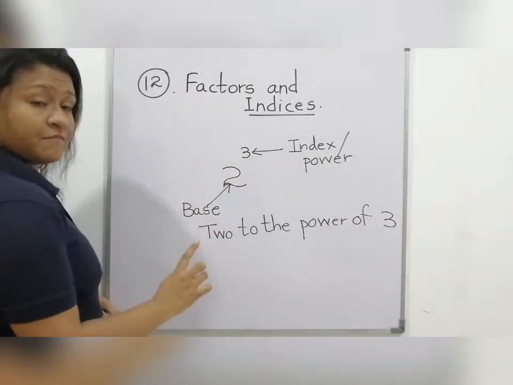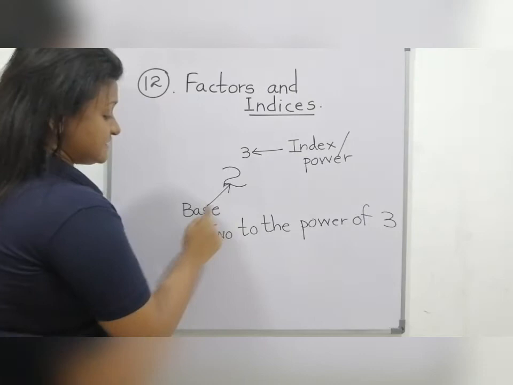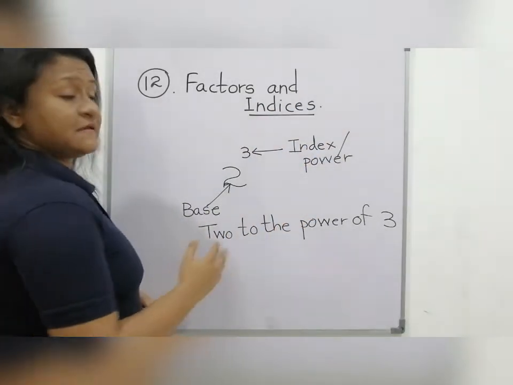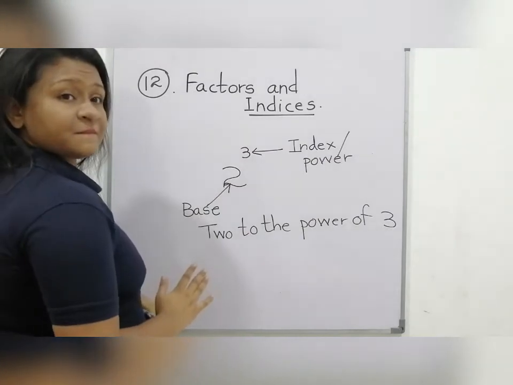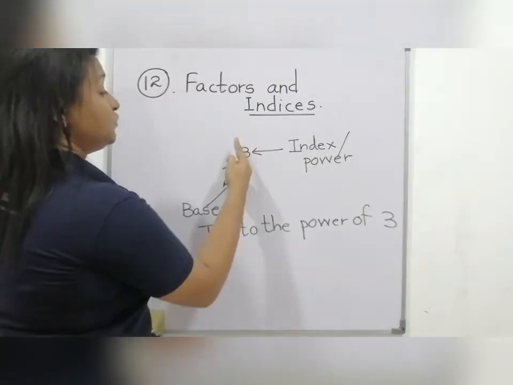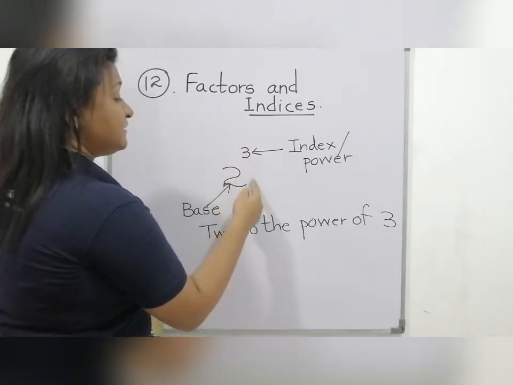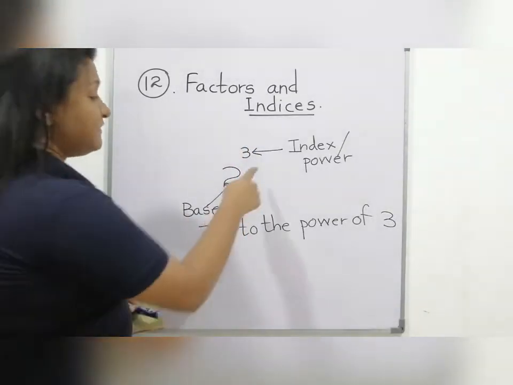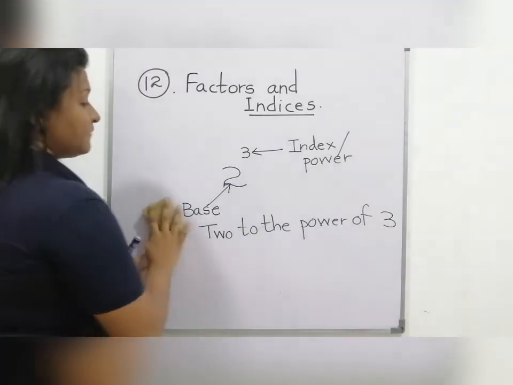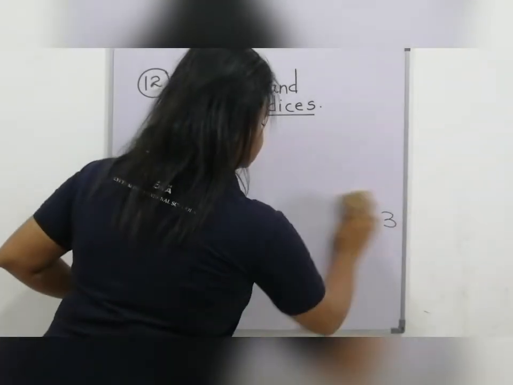And there are 2 numbers. Yes, this is called the base. This is the number which is multiplied many times. And this is called the index. We write it to the right and top of the base. We read it as 2 to the power of 3. We take some more numbers.